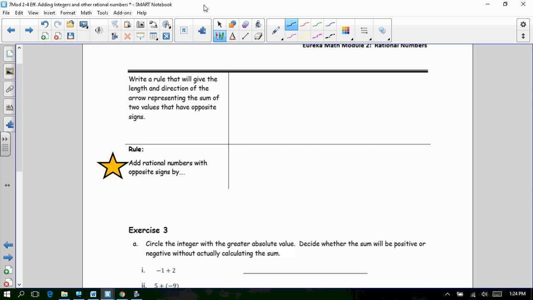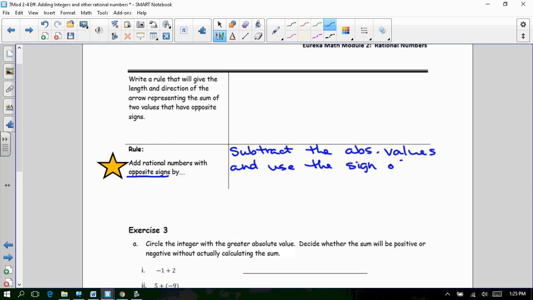Add rational numbers with opposite signs. Underline, highlight, circle. Do something so that the words opposite signs jumps out at you. Okay? When we have opposite signs, you're going to actually subtract. You're going to subtract the absolute values and use the sign of the larger or greater value, we'll say greater value.